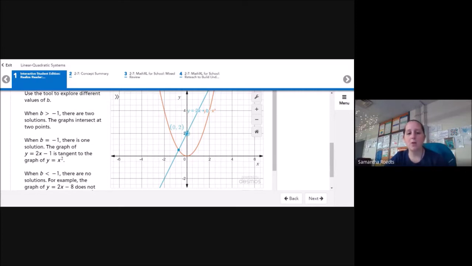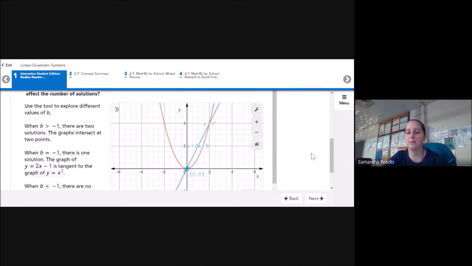The graph of y equals 2x minus 1 is tangent to the graph of y equals x squared. So you can see this. So tangent, basically what that's meaning is it's right next to each other. It butts up and it crosses at one point. It's almost like a sandwich. They sandwich together. Anything greater than that negative 1, though, you can see it crosses at 2 different points.